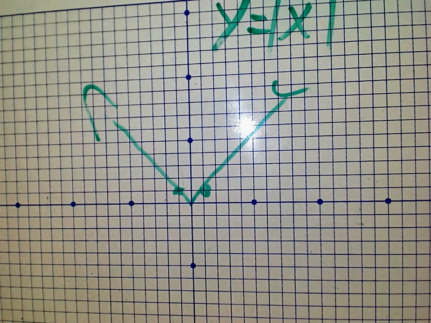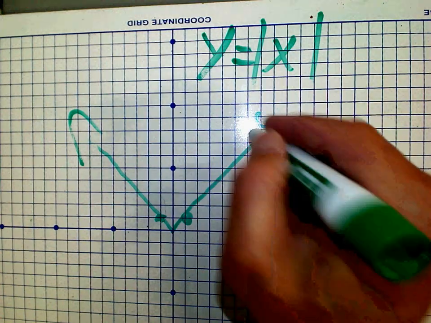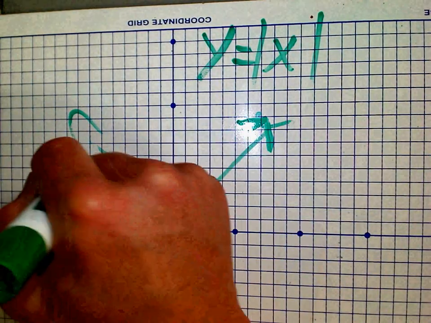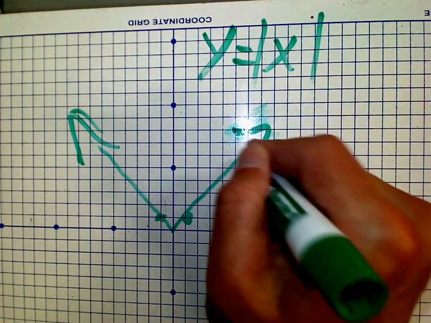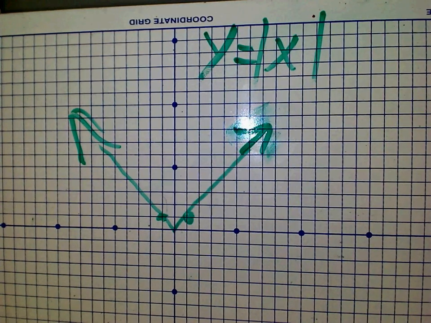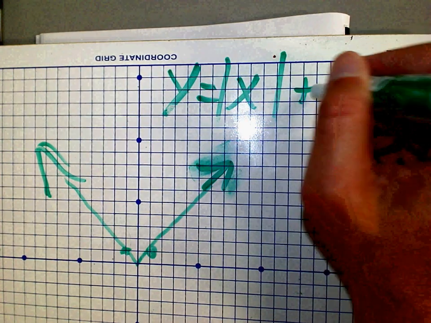Now, from that parent function, right there, that's horrible. How about that? From that original parent function, what do you think would happen to it if I put a +2 on the outside?